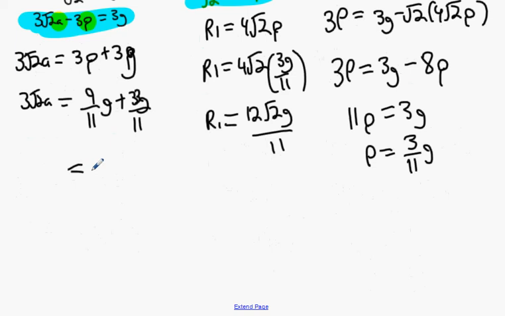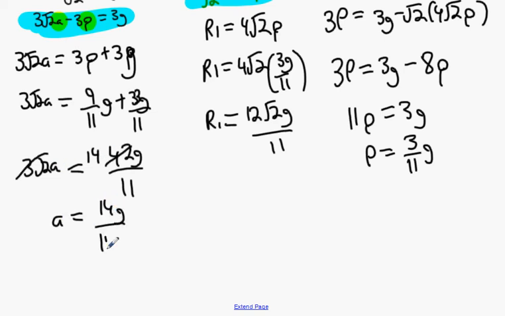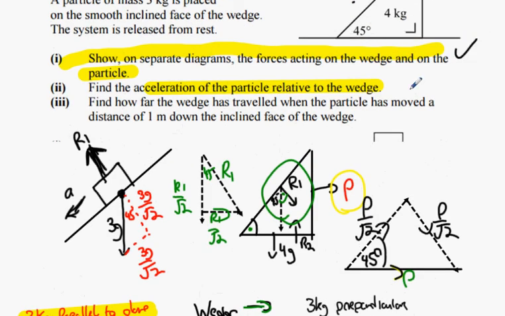How far the wedge has travelled when the particle has moved a distance of 1 meter down the inclined face of the wedge. Everybody write that? Inclined face of the wedge. So we need to do SUVAT, and when we do SUVAT, that's for the particle. I'm also going to set up a SUVAT for the wedge. Okay, so the problem with the particle is, do we use the 11 root 2?